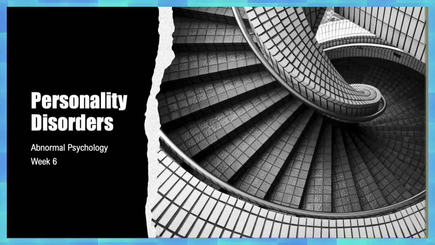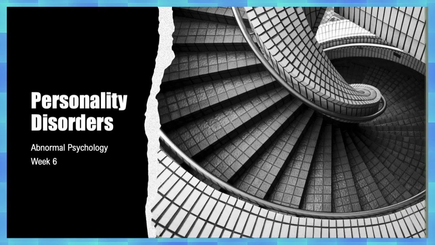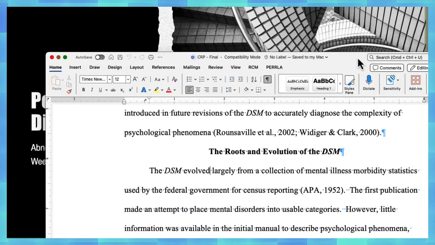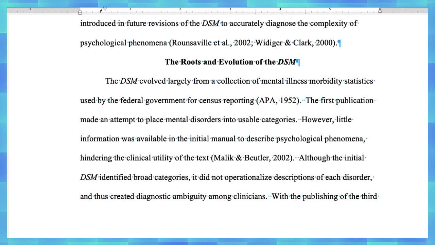I want to use a writing example. I'm going to pull up a writing of mine, something very appropriate for this class, as it talks about the DSM and the evolution, or history, of the DSM. So let me give you a little context here.